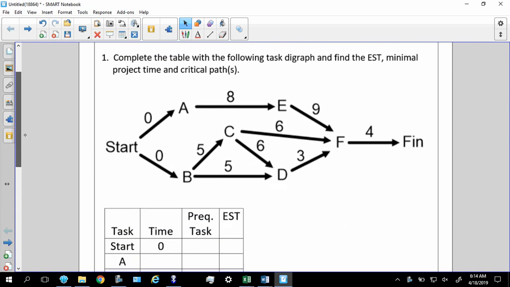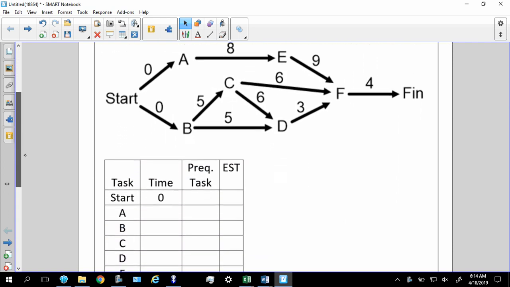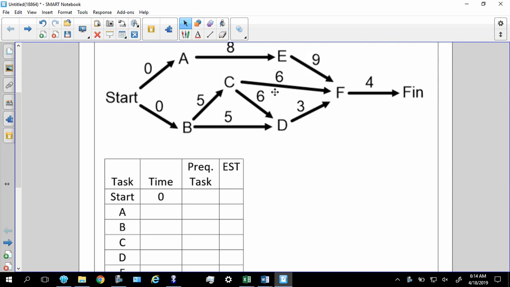All right, so complete the following task digraph. What we have here is a task graph from start to finish with everything in between, and we've got to put all this information down. Now, the first two columns here, honestly, to get them, all I got to do is look. I got to look at the prerequisite task, and I got to look at the time. Now, the time, very simply, is the time that it takes to do a task.